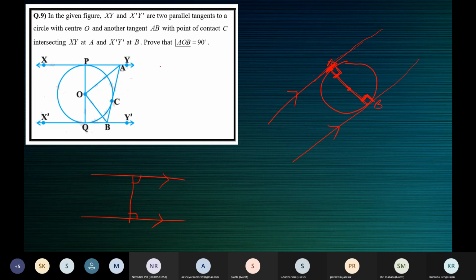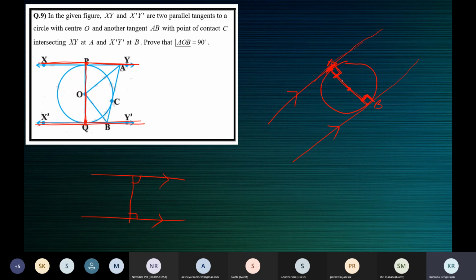Okay. So when two tangents are parallel to each other, the line segment joining their points of contact will be the tangent to the circle. Oh, sorry, will be the diameter to the circle. Let me repeat it. When two tangents are parallel to each other, the line segment joining their points of contact will be the diameter to the circle.